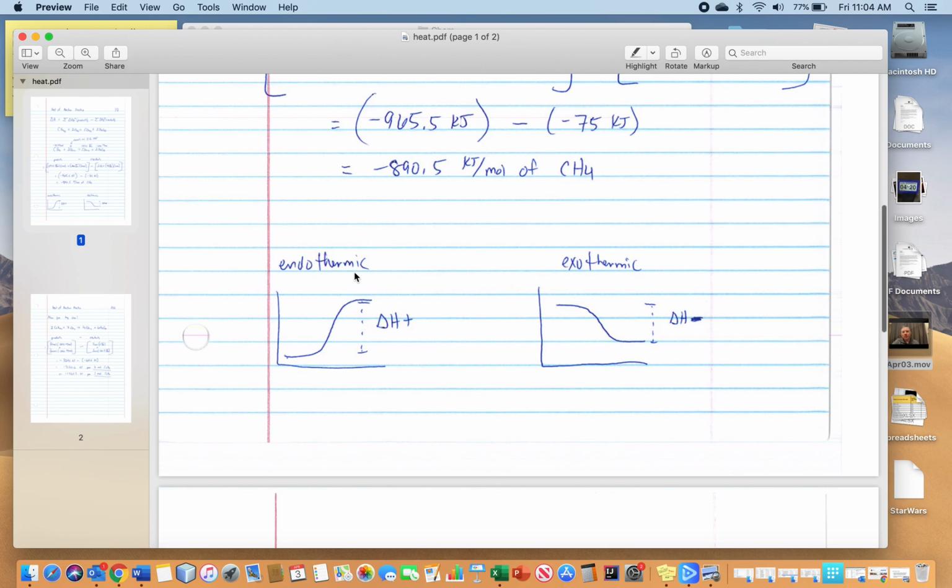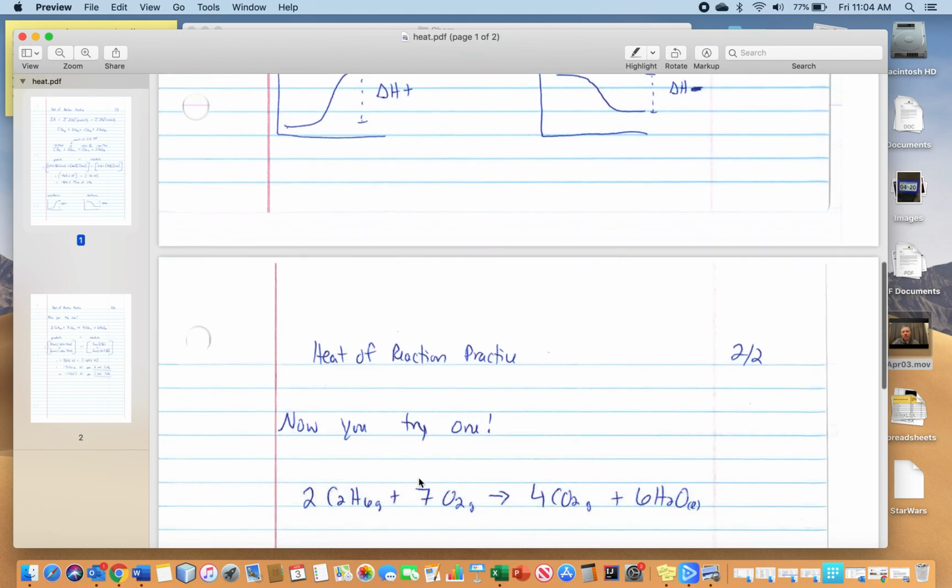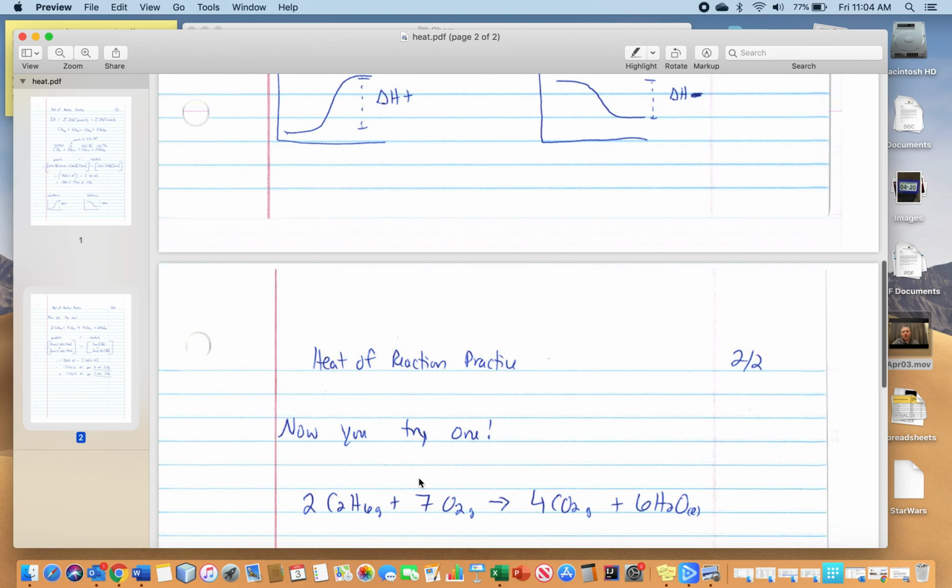Here's a not as good drawing, but I just put it down there because it was right there. So endothermic goes up, exothermic goes down, releases heat. Okay, we've done one. You've watched me do one. Now, you're going to pause this video and you're going to do this problem. It's the same type of combustion, but ethane has a different molar ratio in here. So pause the video.